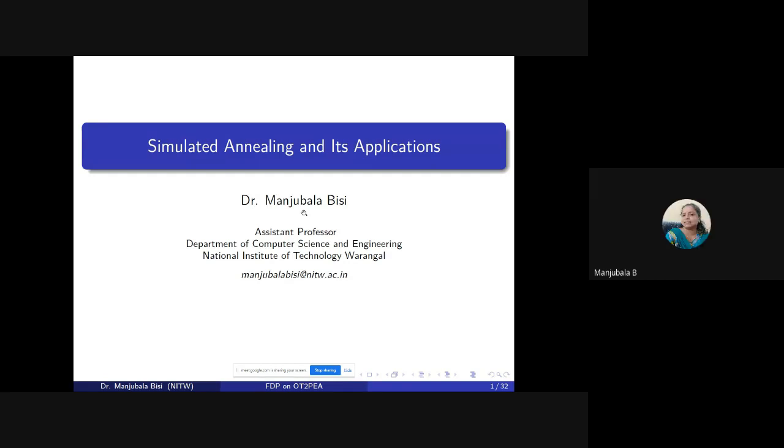Right. So first I will talk about the simulated annealing algorithm and we'll solve two problems. One is the job sequencing problem and another is the traveling salesperson problem. Then in the second part, we are going to talk about ant colony optimization.